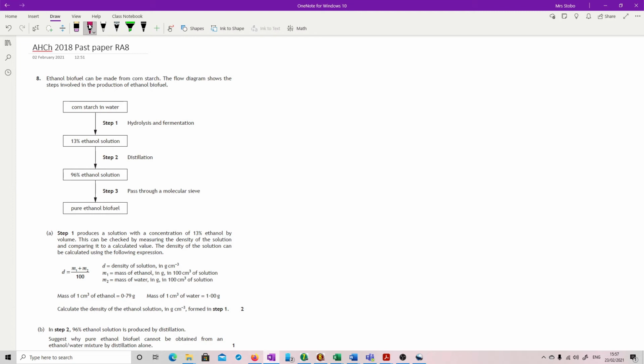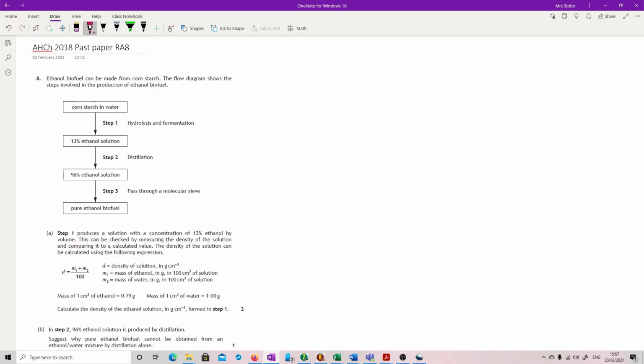Question 8. Ethanol biofuel can be made from cornstarch. The flow diagram shows the steps involved in the production of ethanol biofuel. So we've got cornstarch in water, we've got hydrolysis and fermentation to produce a 13% ethanol solution, distillation to 96%, and then through a molecular sieve to give you your pure ethanol biofuel.